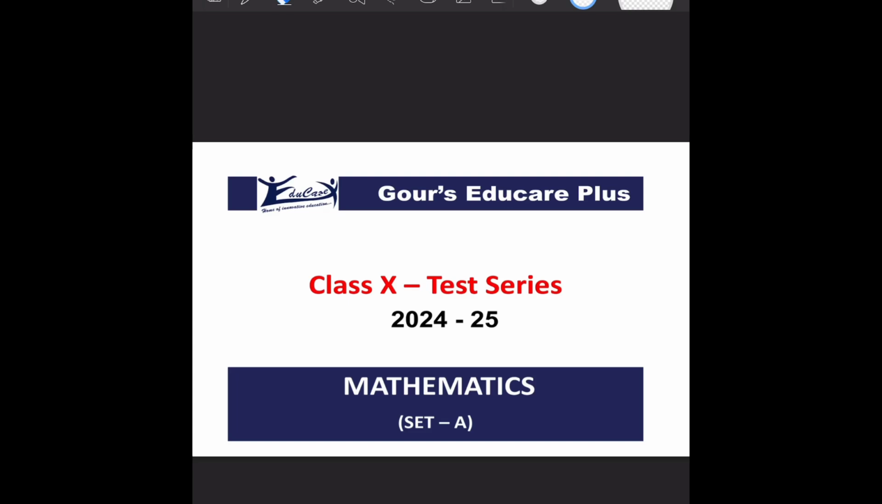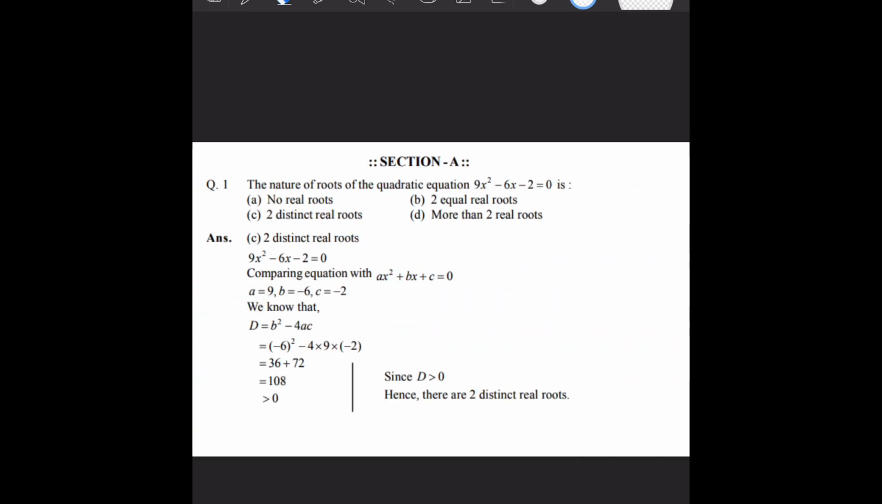Class 10th Test Series 2024-25 Mathematics Set A का सॉल्यूशन डिस्कस किया जाएगा. Section A MCQs. Question number 1. The nature of the roots of quadratic equation 9x square minus 6x minus 2 equals to 0 is.